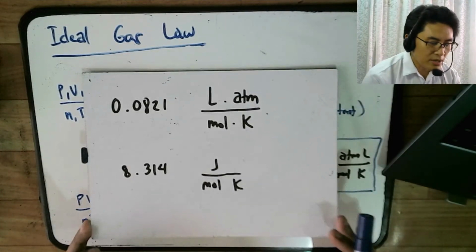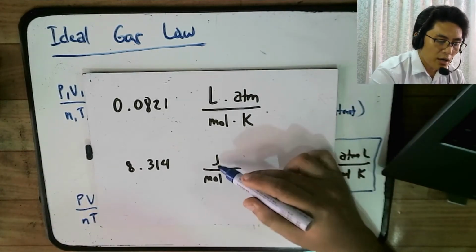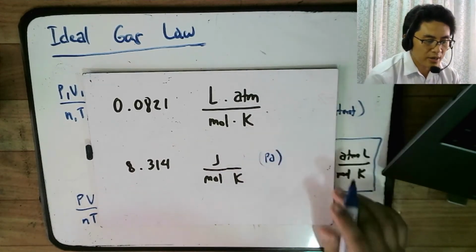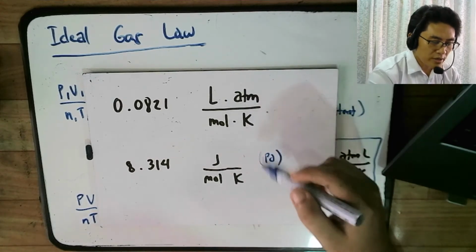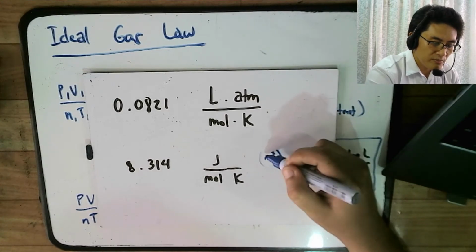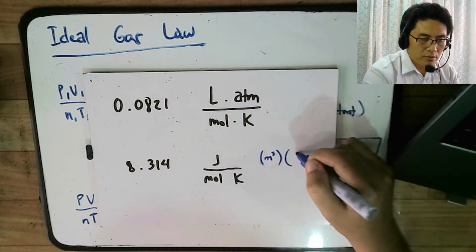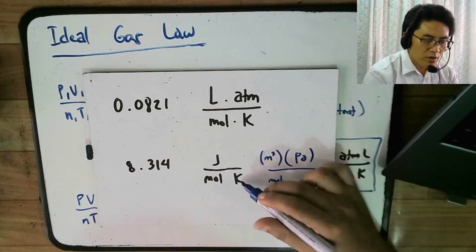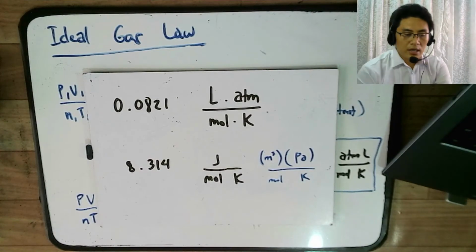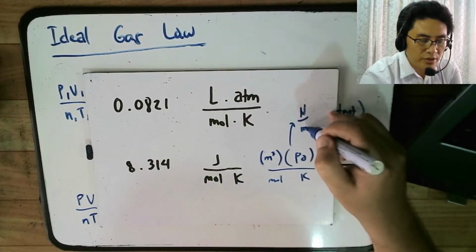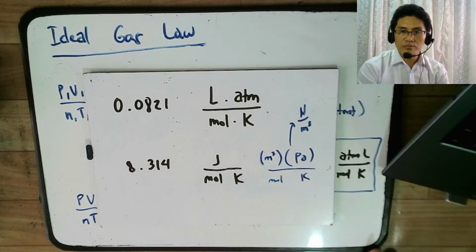And it becomes like that because remember your pressure is in pascals, right? And your volume is in meter cube. Your pressure is in pascals, and then your number of moles is still mole. Your temperature is still Kelvin. But if you remember, Pascal is also Newton per meter squared.